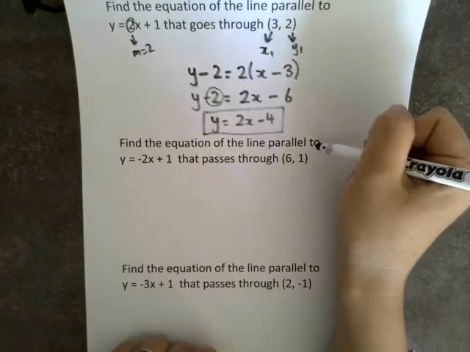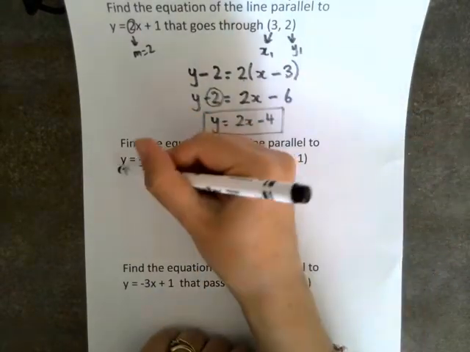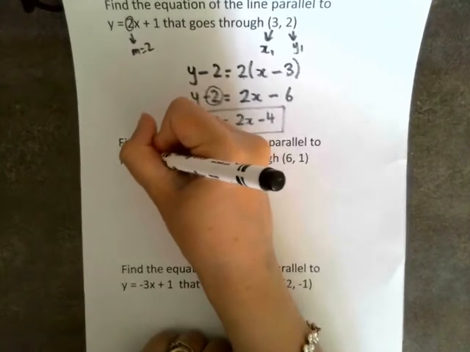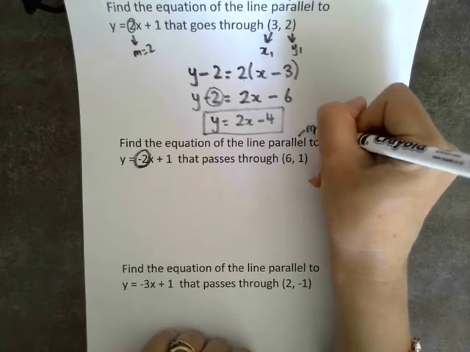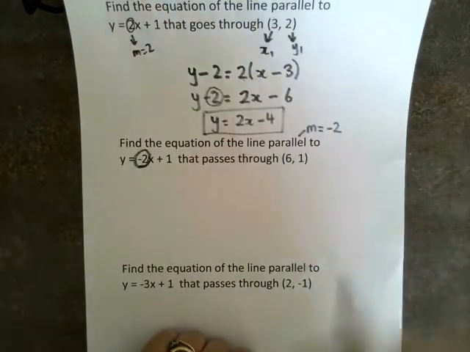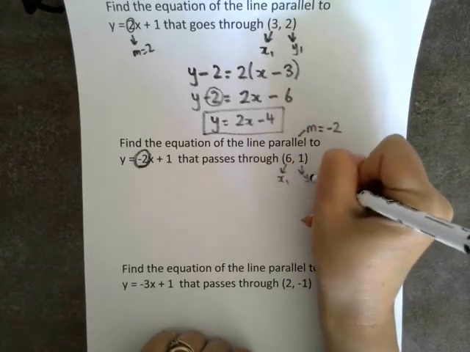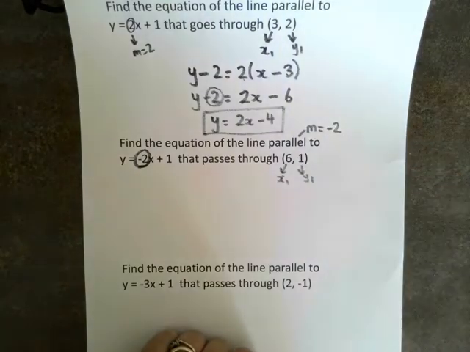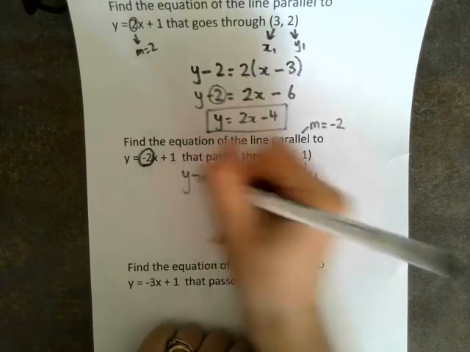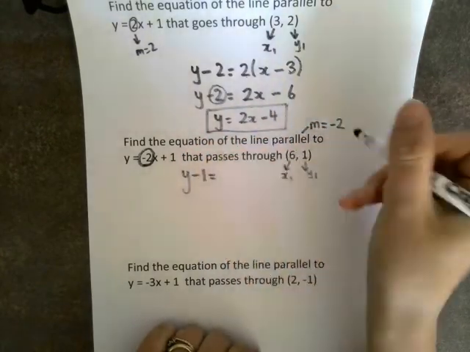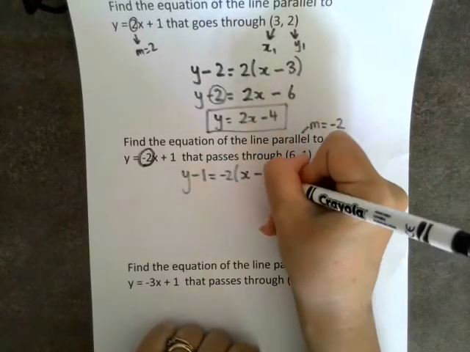So next one, very similar, except for this one, the gradient is negative. It needs to be parallel to this line here. The gradient of this line, well, in front of the x we've got minus 2. It's parallel, so it's going to have the same gradient, so m is minus 2. I know that it goes through 6, 1, so that's going to be my x1, y1. As soon as you've got your gradient and a point, you're going to use the y minus y1 formula. So it's going to be y take away y1, which is 1, equals m, which is minus 2, times x take away x1, which is 6.